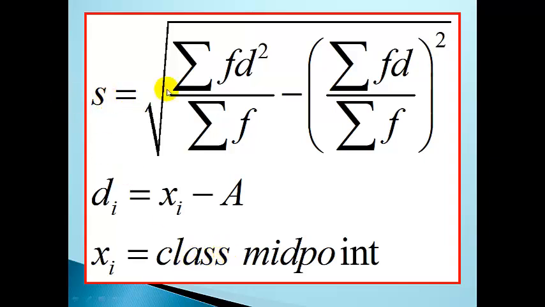So s is equal to the square root of summation fd square divided by summation f minus summation fd divided by summation f all square. This is the formula we use in calculating the standard deviation using the assumed mean method. Where di is the deviation, that is xi minus a, where xi are the class midpoint values from the table, and d is the deviation.